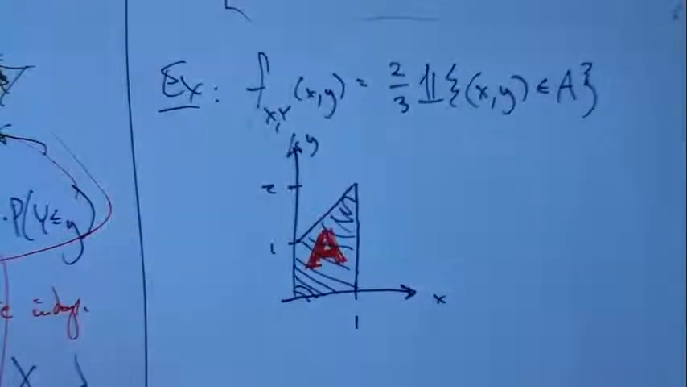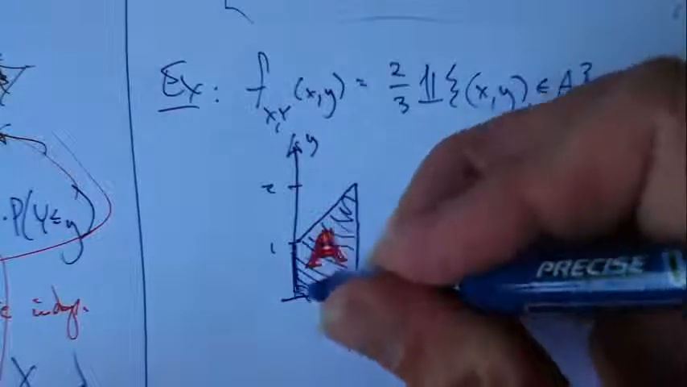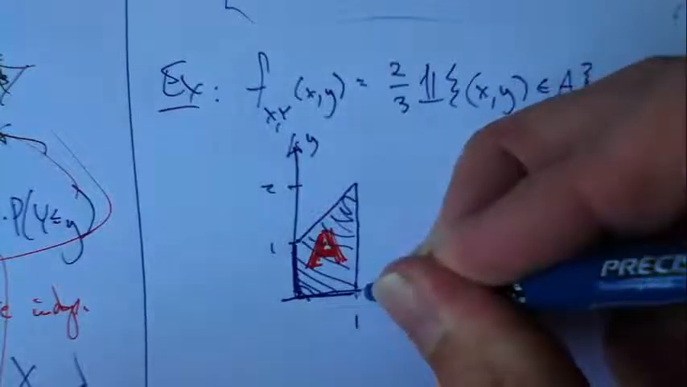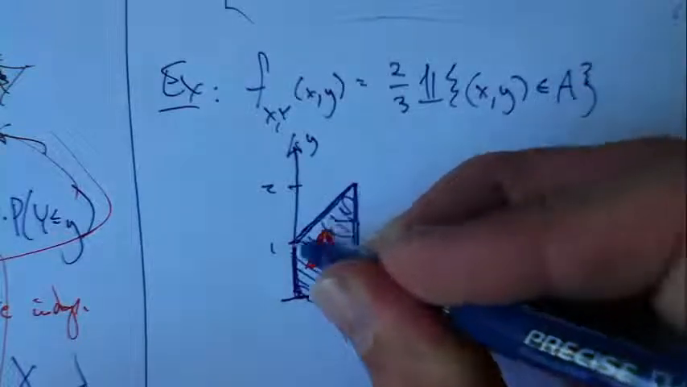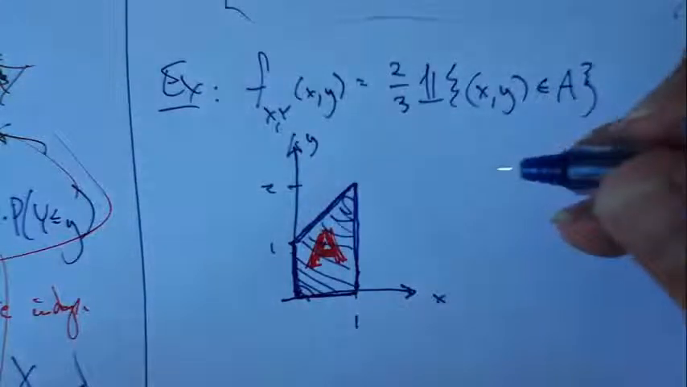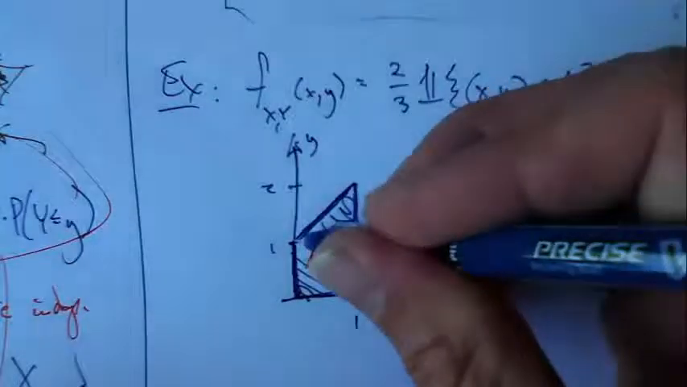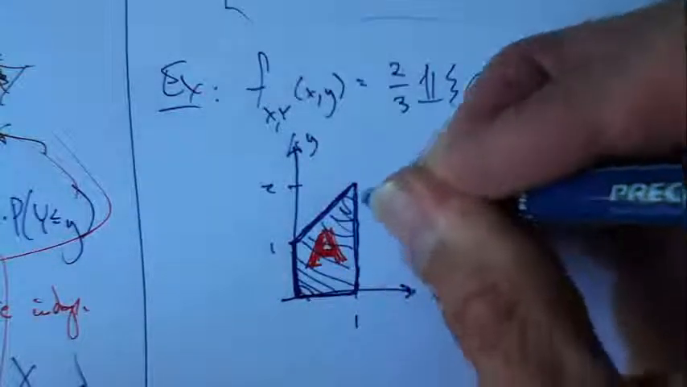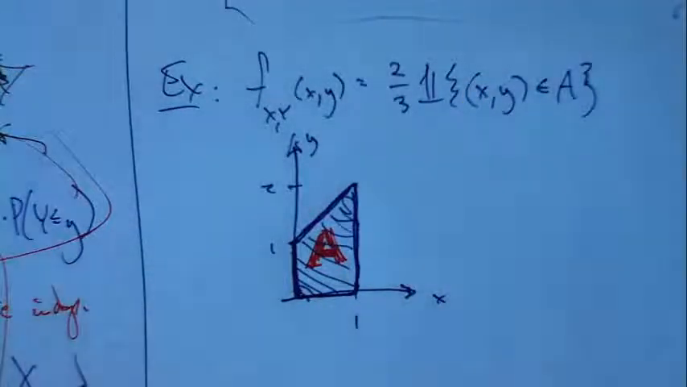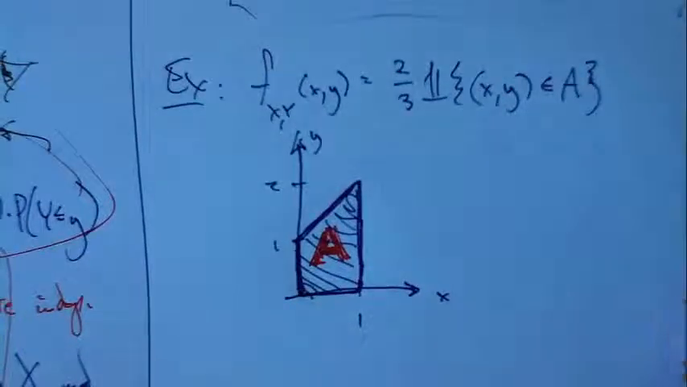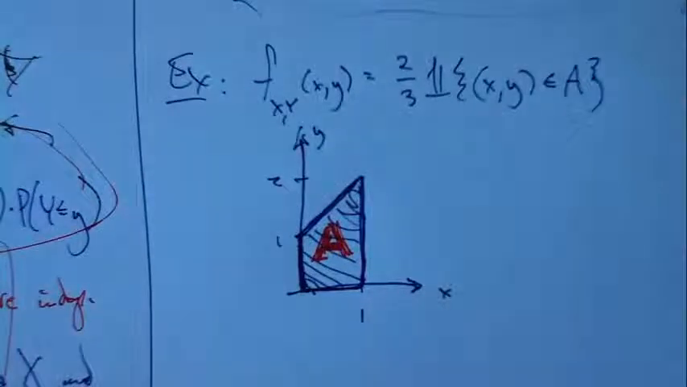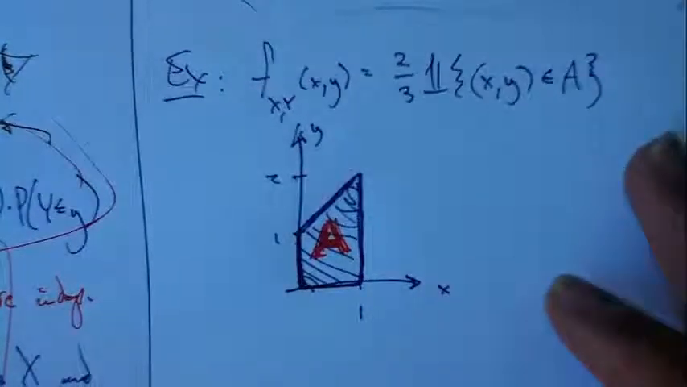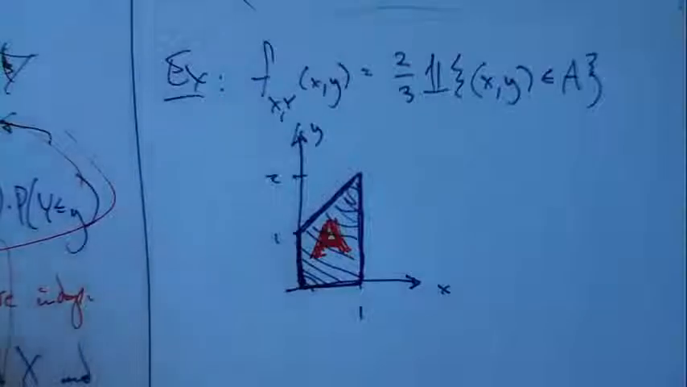Oh, and by the way, we have to stipulate the boundary here. Even though the chance that that point's going to fall on the boundary is actually 0, let's just say A is the collection of all the points that are on this boundary or in its interior. So A is a closed shape, containing all of its boundary points and all of its interior points. So the question is, are x and y independent?